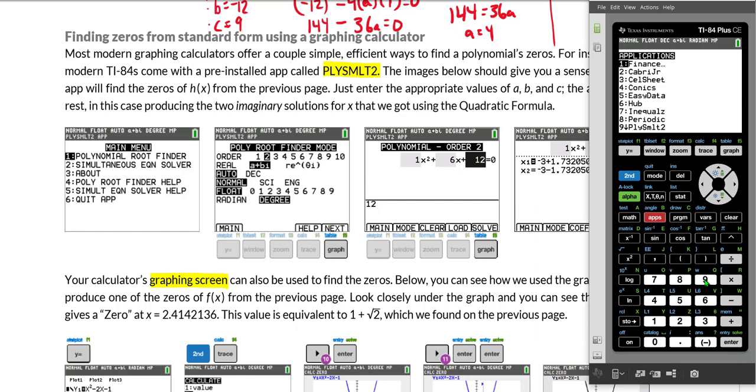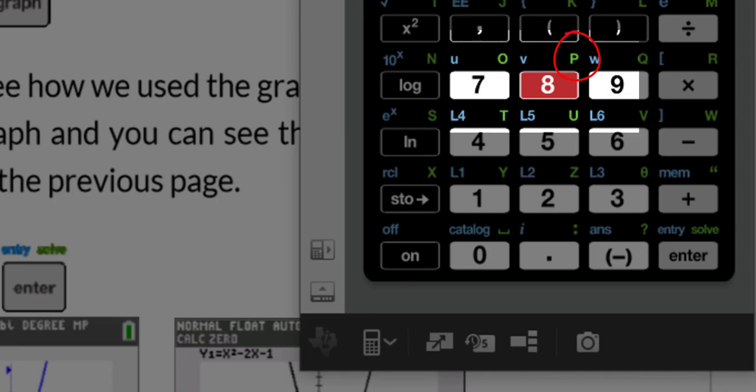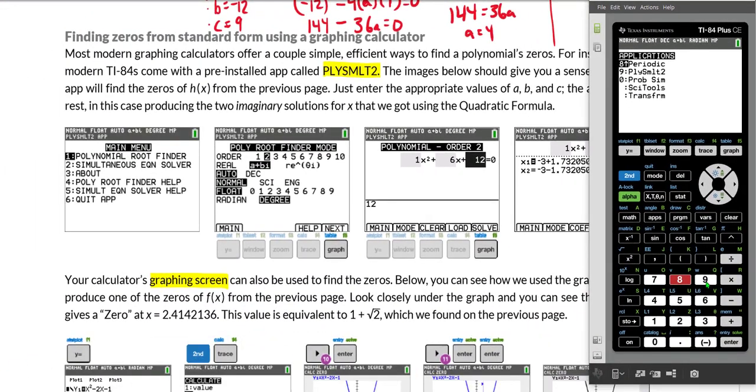I could either right now hit number 9. I do, however, want to make the point that if we want to go right to the apps that begin with P, we can always hit alpha and then the 8 key, and that takes us to the P apps. So it's just another way to get to the app that you want. So I'm going to hit number 9 now, or I could also go down, highlight number 9, and hit enter.